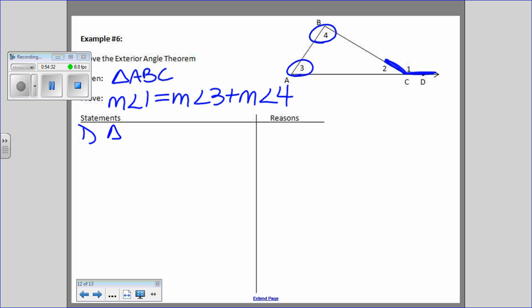So always start with your given. Always, always. What does your given tell you? If I say ABC is a triangle, what can you tell me about ABC? There is something you can tell me. We learned it today. What did we learn about triangles today that you can tell me? What did we learn?